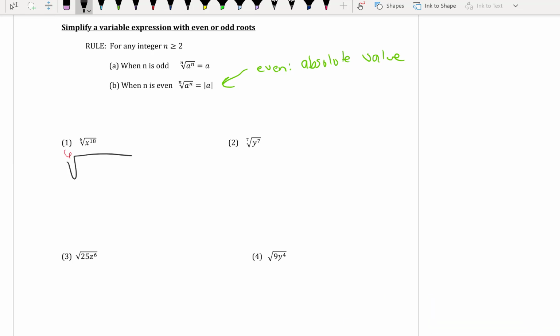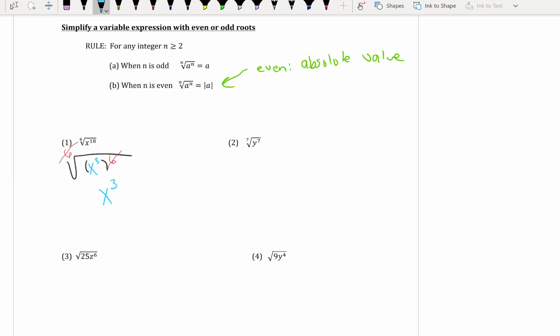So my goal, hopefully, is to get it so that the power on the inside will cancel out with this index. So if that's the case, I definitely have my x on the inside. So x to what power times 6 gives me 18? Well, that would be 3. So 3 times 6 is equal to 18. What's beautiful about that is that this index now cancels out with that power. So I'm left with an x to the third power. So that is going to be really nice.